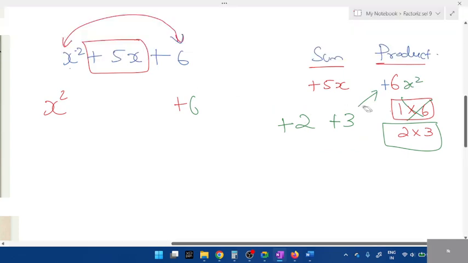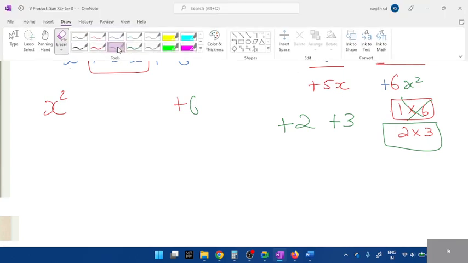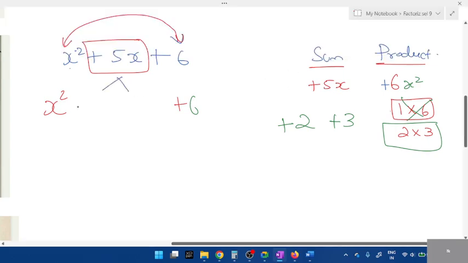Now with the 5x, the middle term when you split, the answer for this is plus 2x. There's already x, just put it here. Then we got plus 3x. This is how you split the middle term.